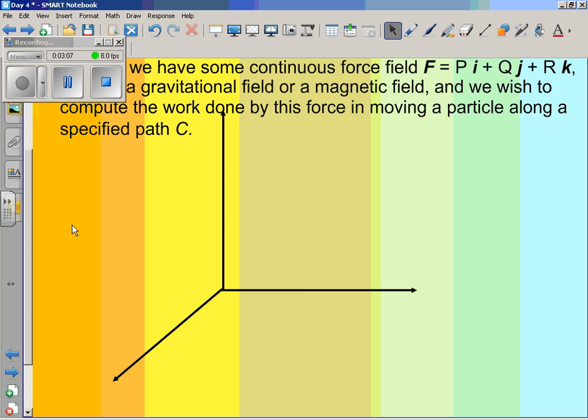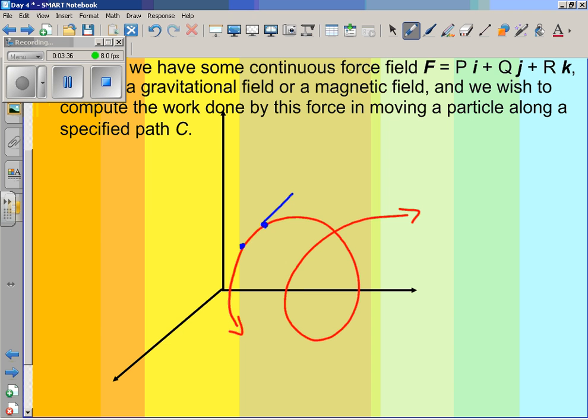What we have to imagine is a path C that's going through space, just winding through space, maybe going like this. Remember, a vector field assigns a specific vector to every single point. So if we have a point here on our curve, it has a specific vector assigned to it. They can go however they want. That's going to be the way the particle is moving.